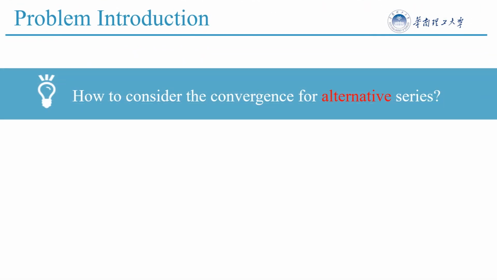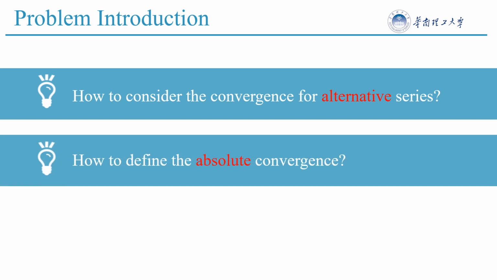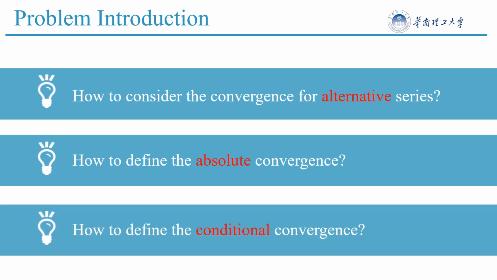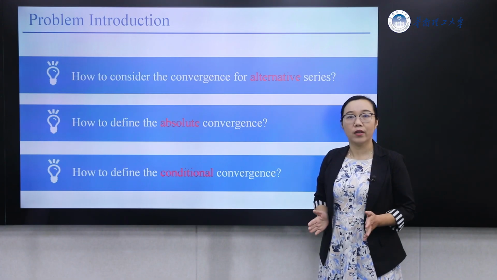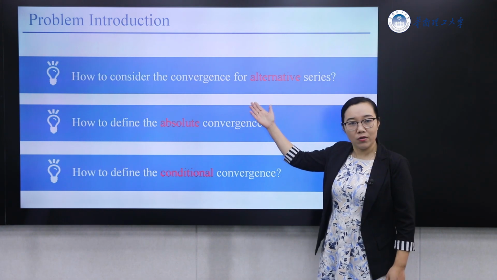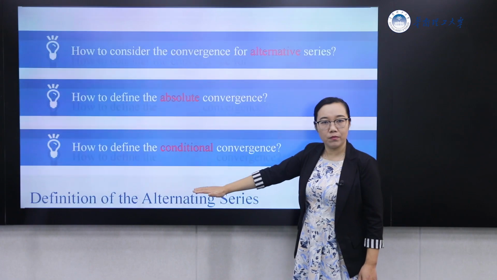Now, please think about 3 questions. First, how to consider the convergence for alternating series. Second, how to define the absolute convergence. Third, how to define the conditional convergence. Please pay attention to the 3 keywords: alternating, absolute, and conditional.